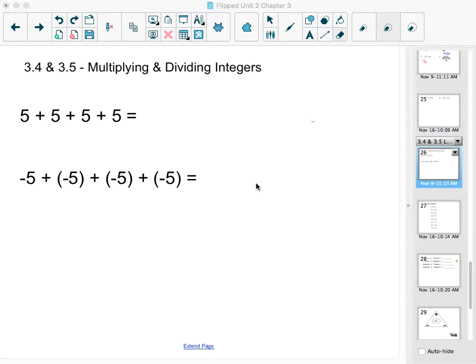Today we are going to talk about multiplying and dividing integers. This is chapter 3, and we're doing 2 lessons and kind of combining them into one.